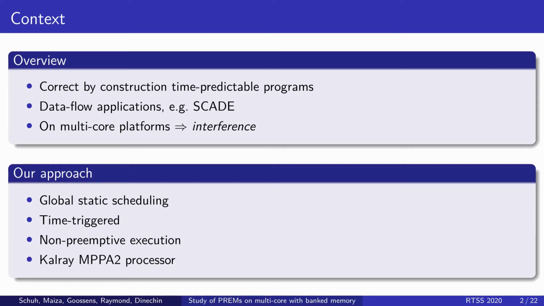Our approach to construct such time predictable programs is to have a global static scheduling between all the tasks on the system, and we want to release them at precise times. So we do a time trigger execution of the tasks on the system, and we don't allow any preemption between them, thus avoiding cache-related preemption delays. Our target platform is the Core MPPA2 processor, which is known to be a good architecture for time-critical systems.